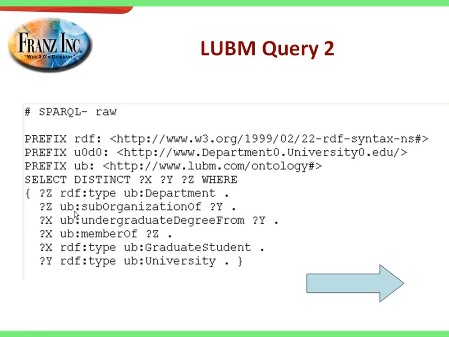We take Z is a type of department where Z is a sub-organization of Y. This involves transitive reasoning because sub-organization is a transitive relationship. And then a person X has an undergraduate degree from Y, where X is a member of Z. Member of is one of these inverse queries, and then some type reasoning. So this is a query that does a lot of reasoning.